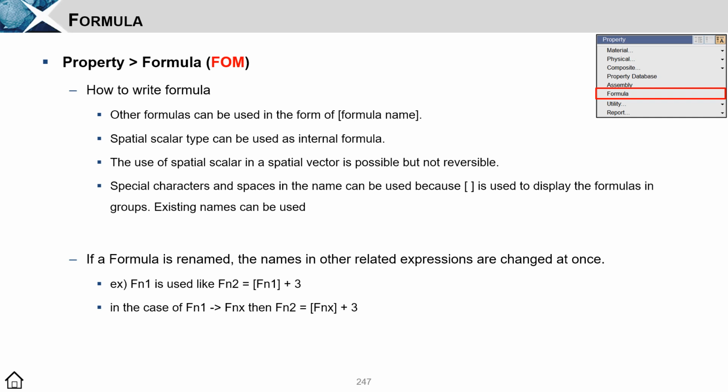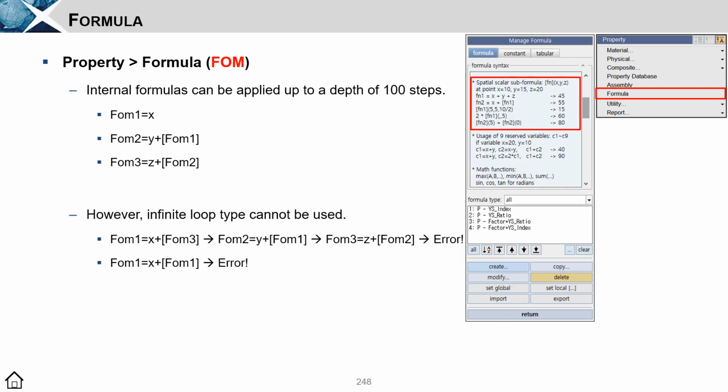Special characters and spaces in the name can be used because square brackets are used to display the formulas in groups. If a formula is renamed, the names and other related expressions are changed at once. The internal formula can be applied up to a depth of 100 steps. However, it cannot be used in an infinite loop.